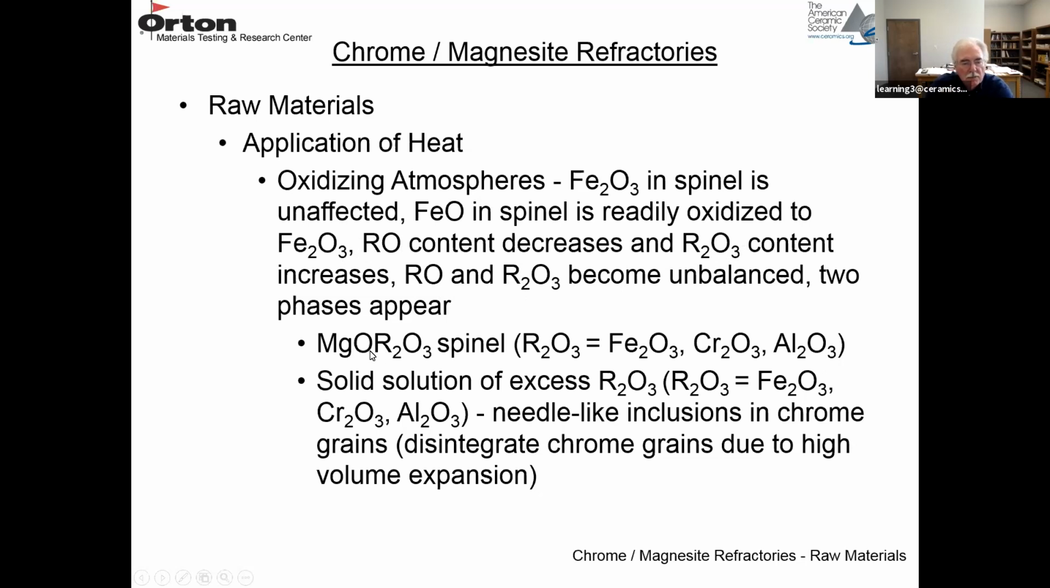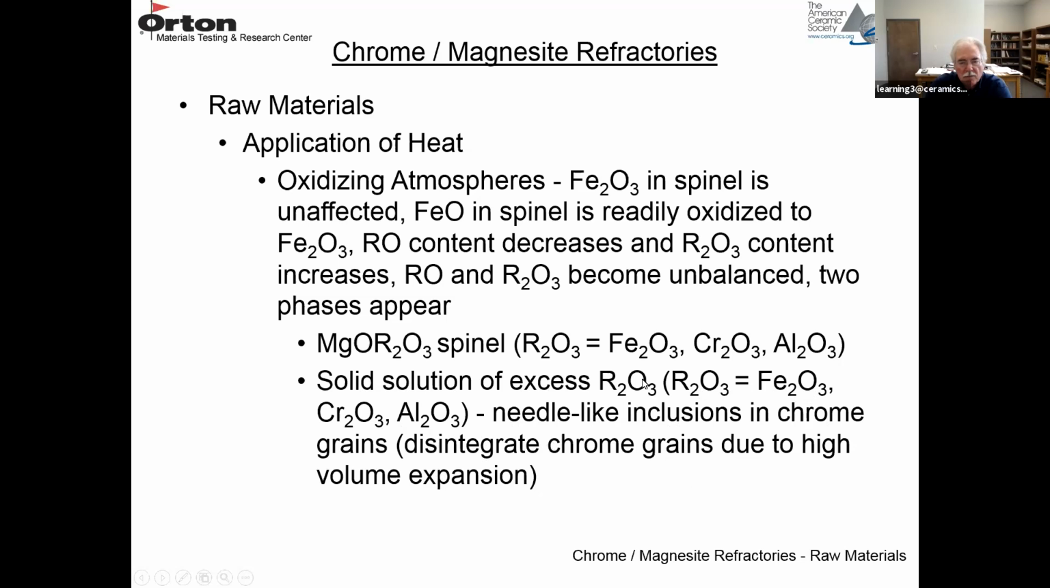So the MgR2O3 spinel, and again, R2O3 can be any of these three, Fe2O3, Cr2O3, and Al2O3. And then you have a solid solution of excess R2O3, and they can be the same three compounds based on Fe, Cr, and Al. So now you have excess R2O3. It forms needle-like inclusions in the chrome grains. So it precipitates in the chrome grain, basically has a volume expansion, so it can disintegrate the chrome grains.